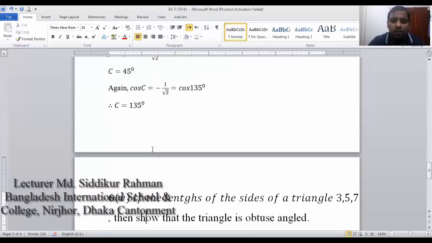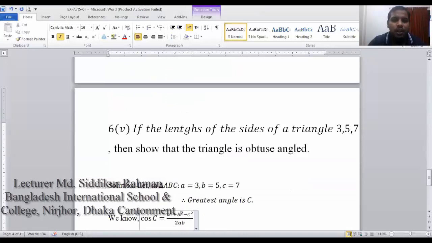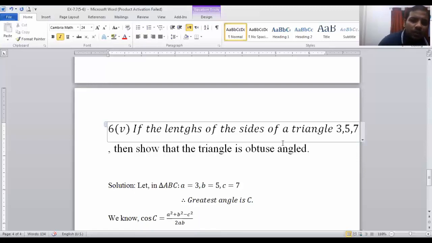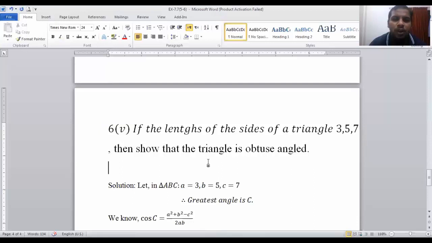Okay, we are going to solve another problem. It is 6 number 5. If the lengths of the sides of a triangle are 3, 5, 7 unit, then show that the triangle is obtuse angle. That means if the first side is 3 centimeter, second is 5 centimeter, third is 7 centimeter, we are to prove that it is obtuse angle.